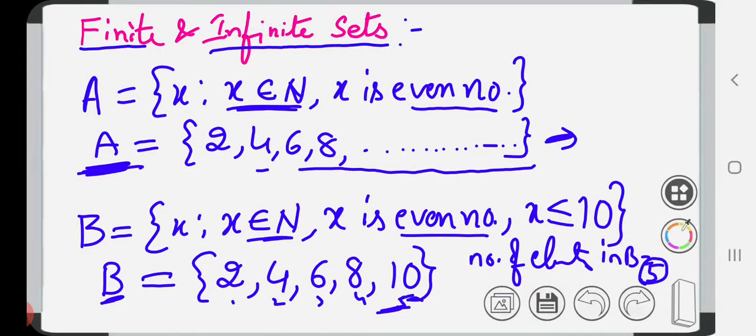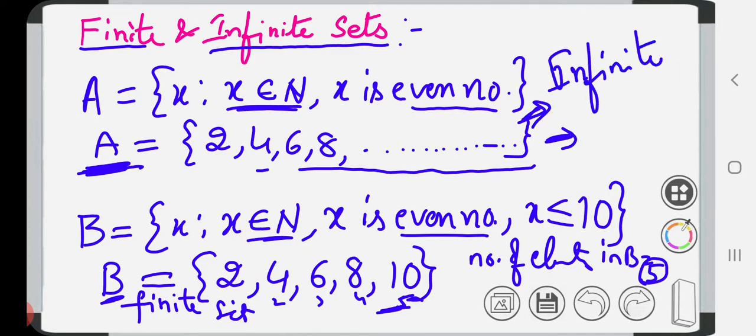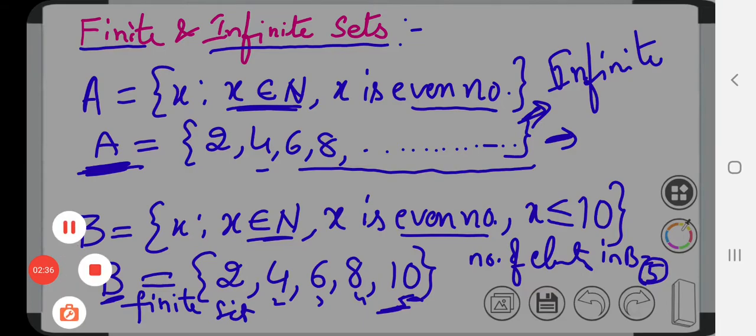If we can express the number of elements with a whole number, that is called a finite set. This is a finite set. If we can't say it with a fixed whole number, then that is called an infinite set. So if we express the number of elements in a set with a whole number, that is called a finite set. If the number of elements is unlimited, so it goes on, then that is called an infinite set.